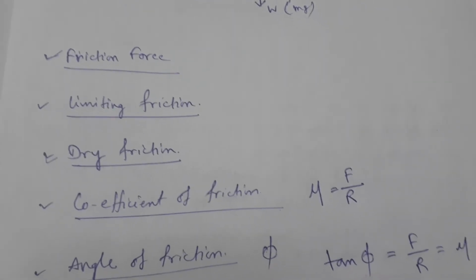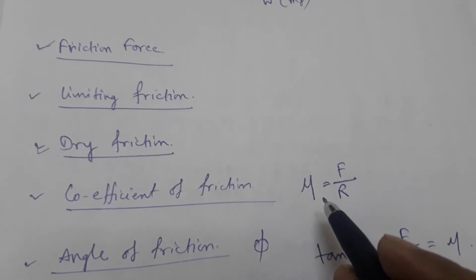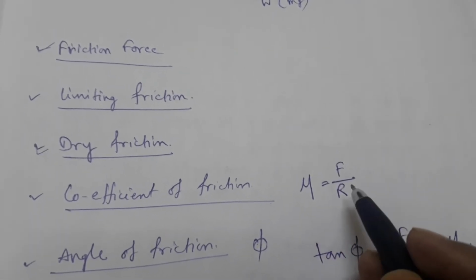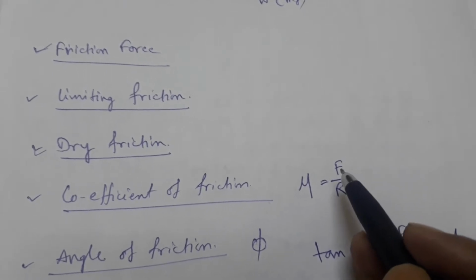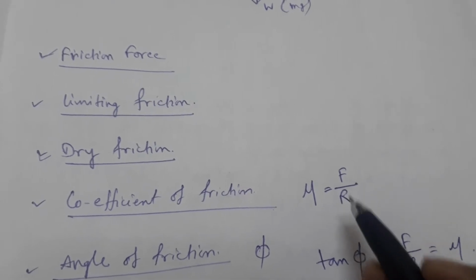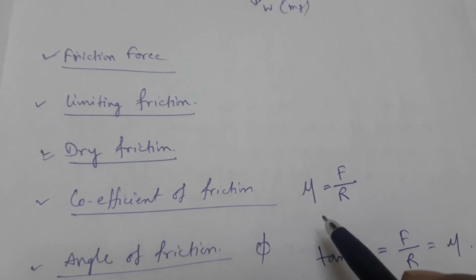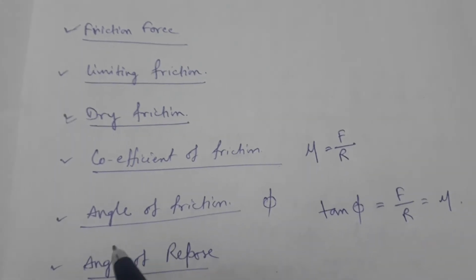Now this is very important, the coefficient of friction, which is denoted by mu. What is the coefficient of friction? It is the ratio of the force of friction, that is F, and the normal reaction, that is R, between the contact surfaces. It is called the coefficient of friction. It is denoted by mu. And this is the angle of friction, which is denoted by phi.